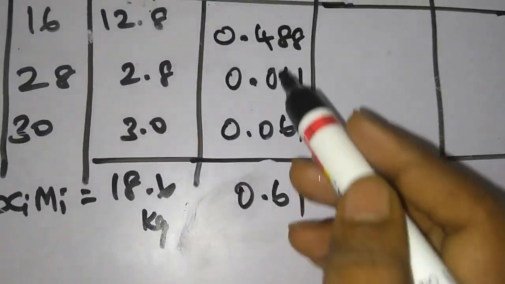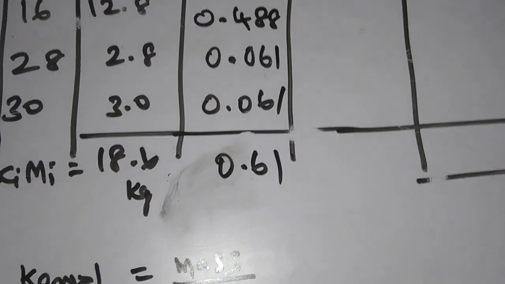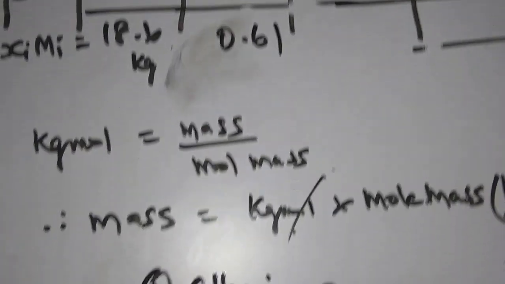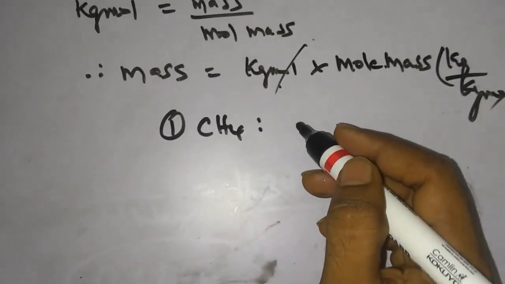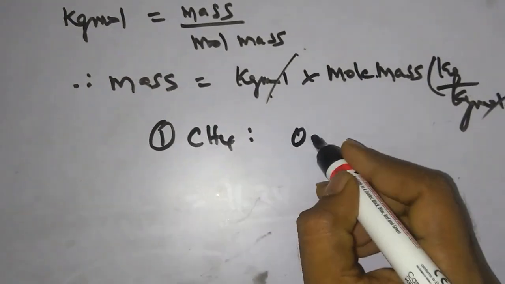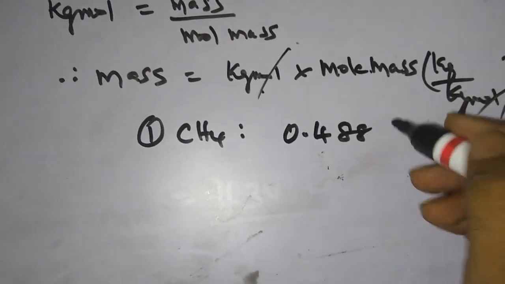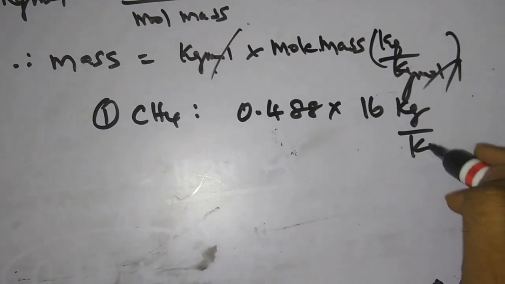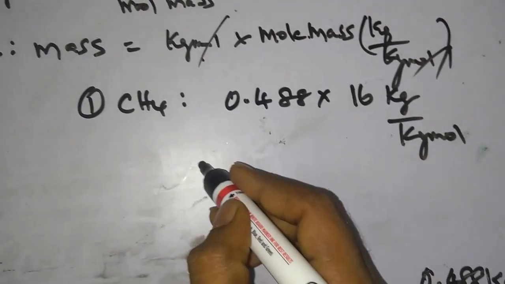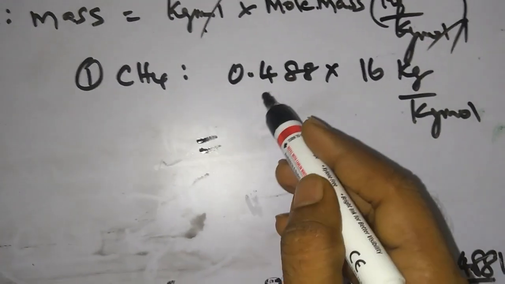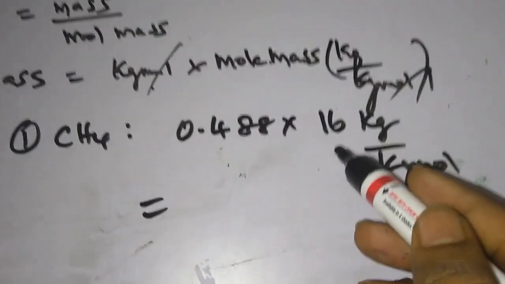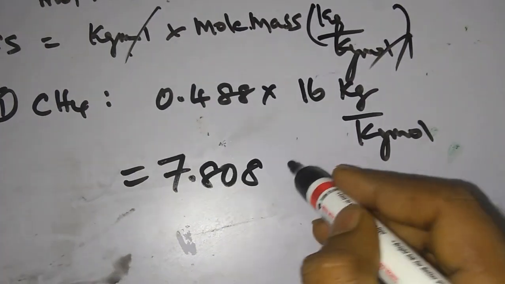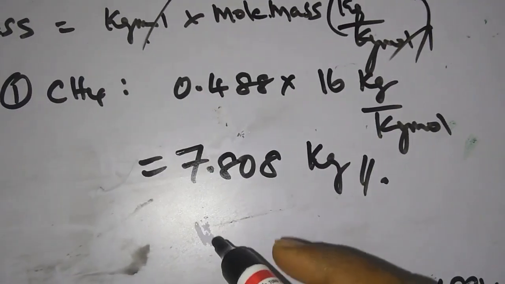Okay, for example, here kg mole is 0.488 for the first constituent, CH4. For the first constituent CH4, number of moles is 0.488. Molecular weight is 16 kg per kg mole. So we get the mass 0.488 into 16. Using the calculator, we get 7.808 kg as the methane.